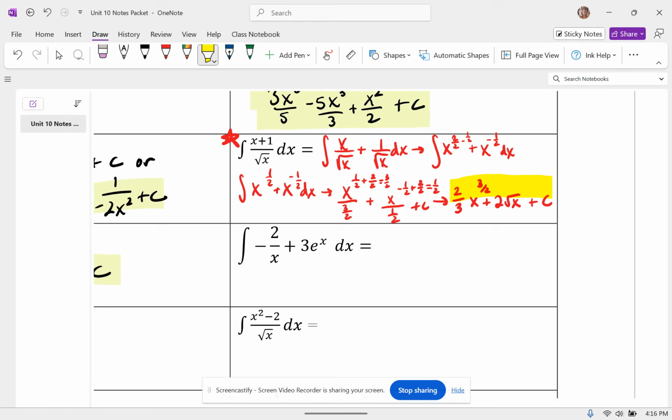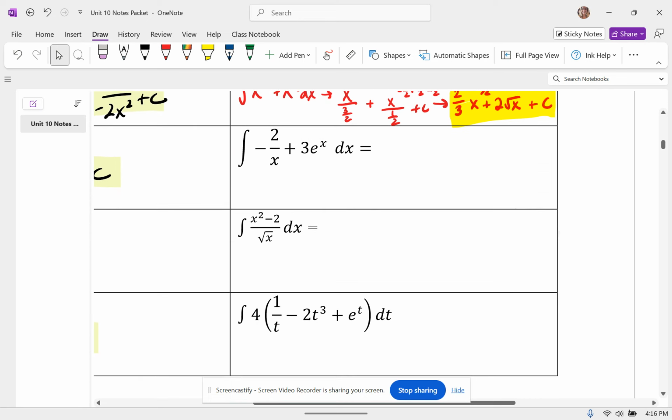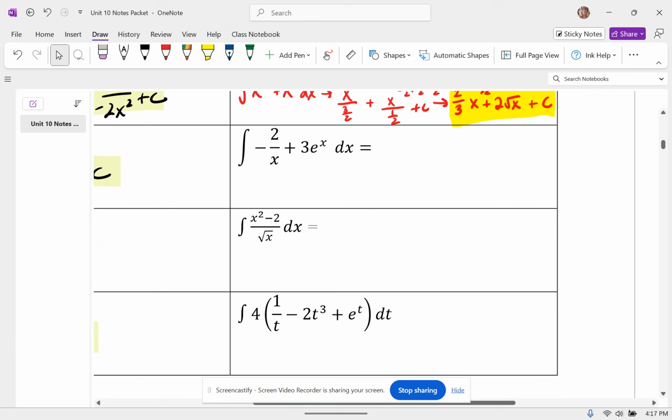Okay, and if this isn't the problem that you came for, you can skip ahead to the one you want, but I'm going to pretty much be doing this one, and this one with the remainder of this video. So negative 2 over x plus 3 e to the x dx. I can integrate 3 e to the x, no problem, but for the other one, I am going to have to probably consult my rules that I just learned about, okay?